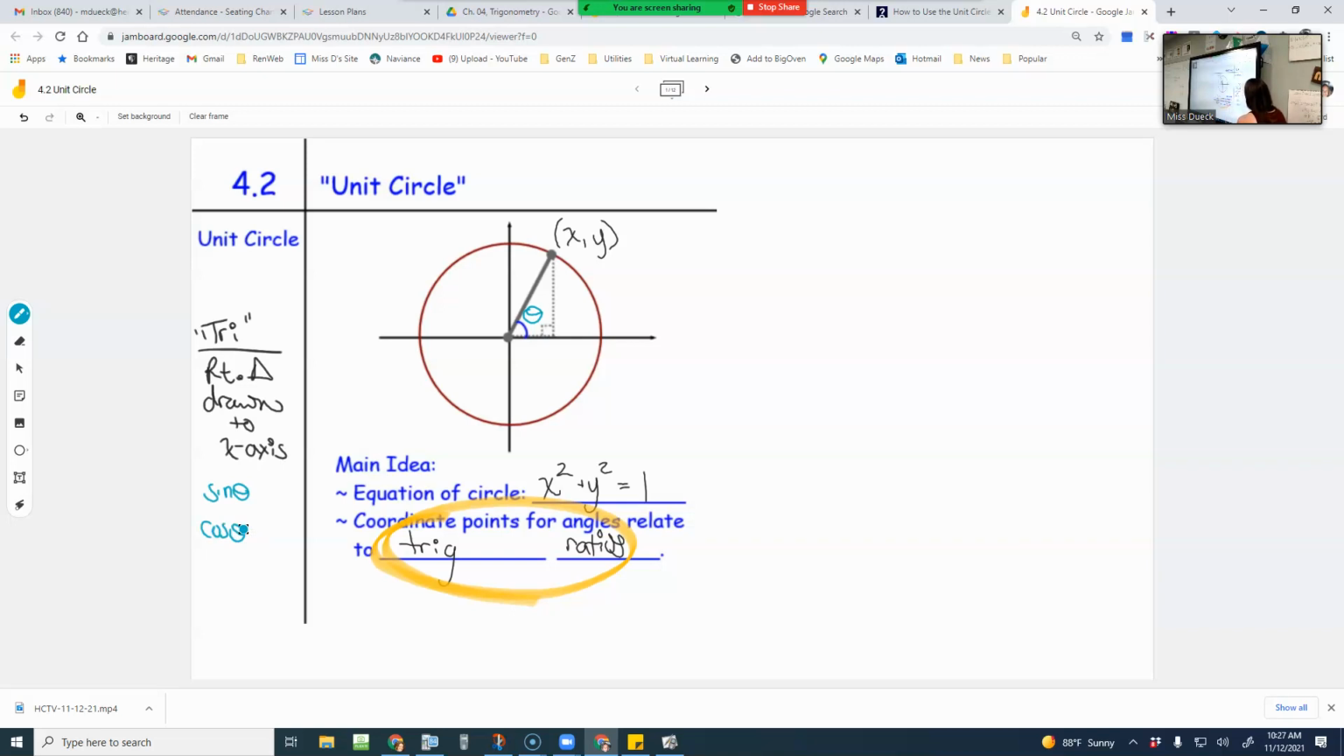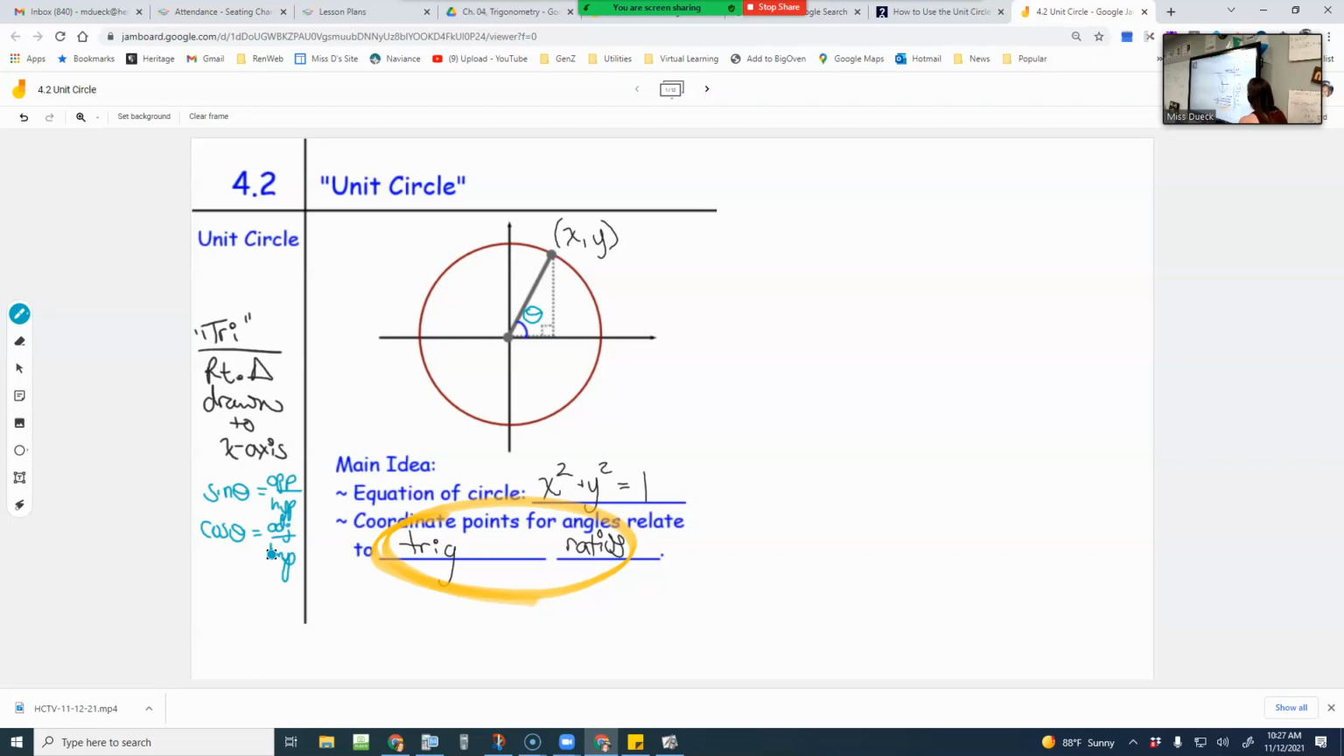So sine of theta, what do we know from SOHCAHTOA? What does sine equal in just a triangle in general? Sine equals opposite over hypotenuse, that is SOH. What would cosine be? Adjacent over hypotenuse. Okay, and I'm not going to go through all of the different ones right now.